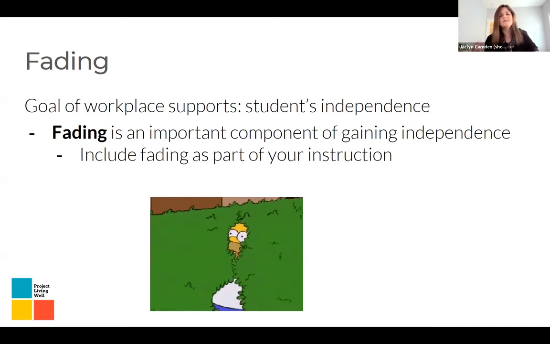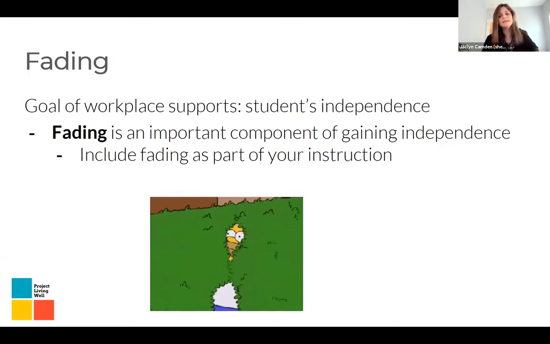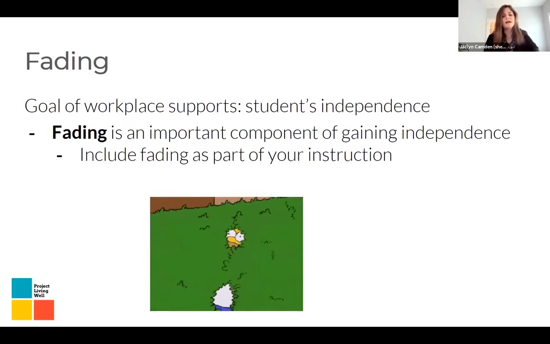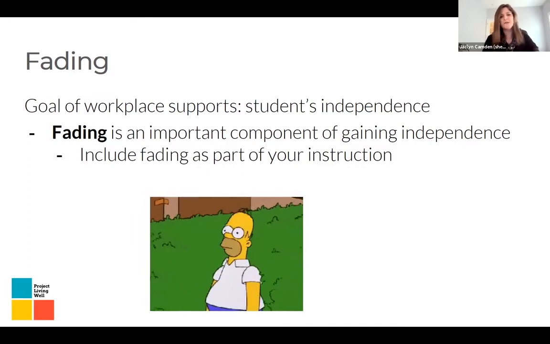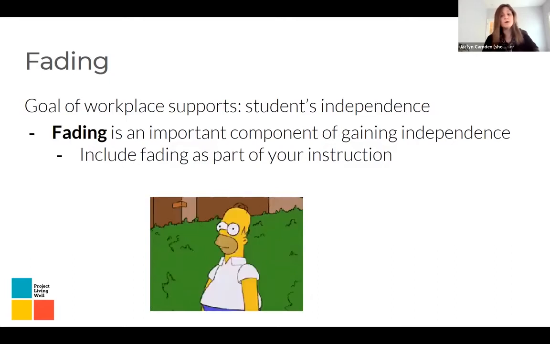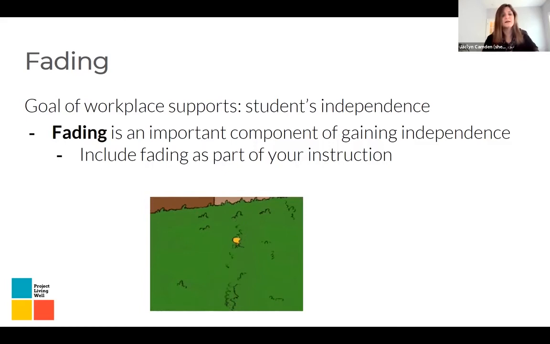And fading is very important to overall independence and really should be built into our instructional plans and our data collection process. So now I want us to take a minute to listen to a colleague of ours, and she's going to discuss what is fading in terms of work supports and how you might do that on a job site.